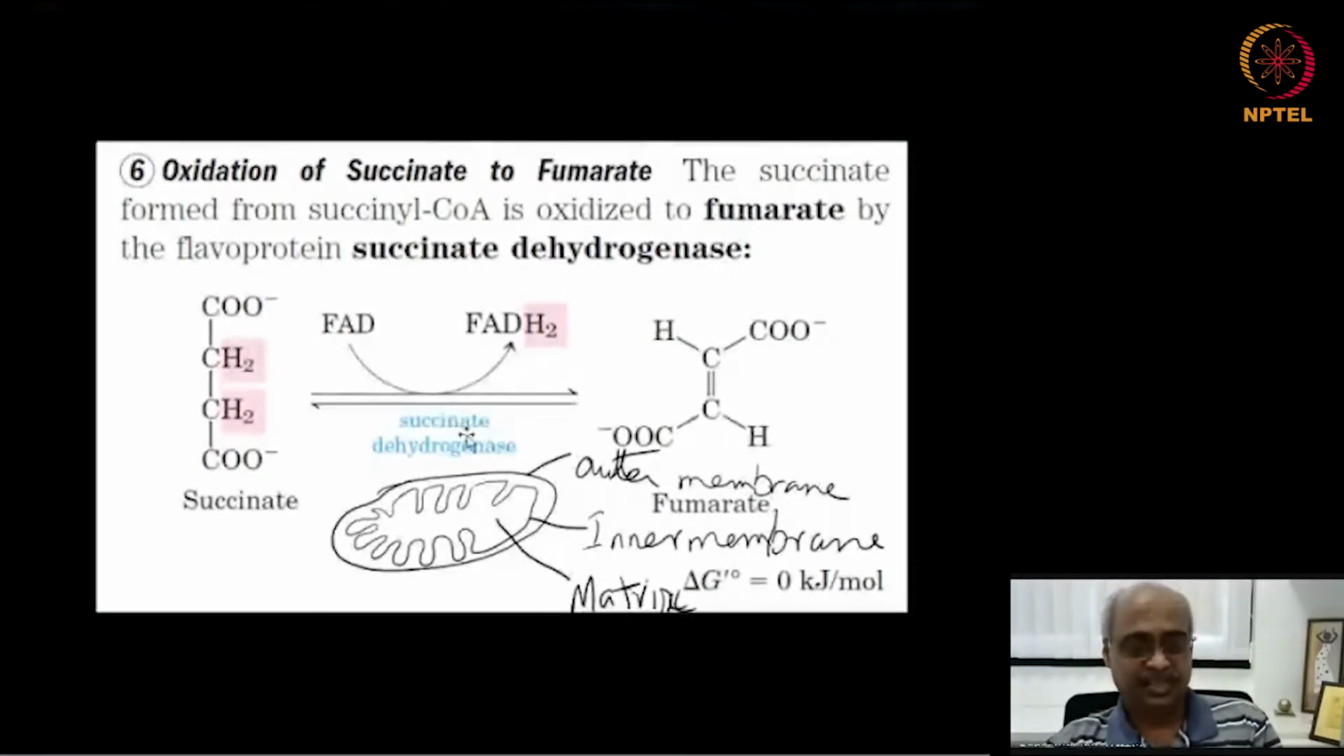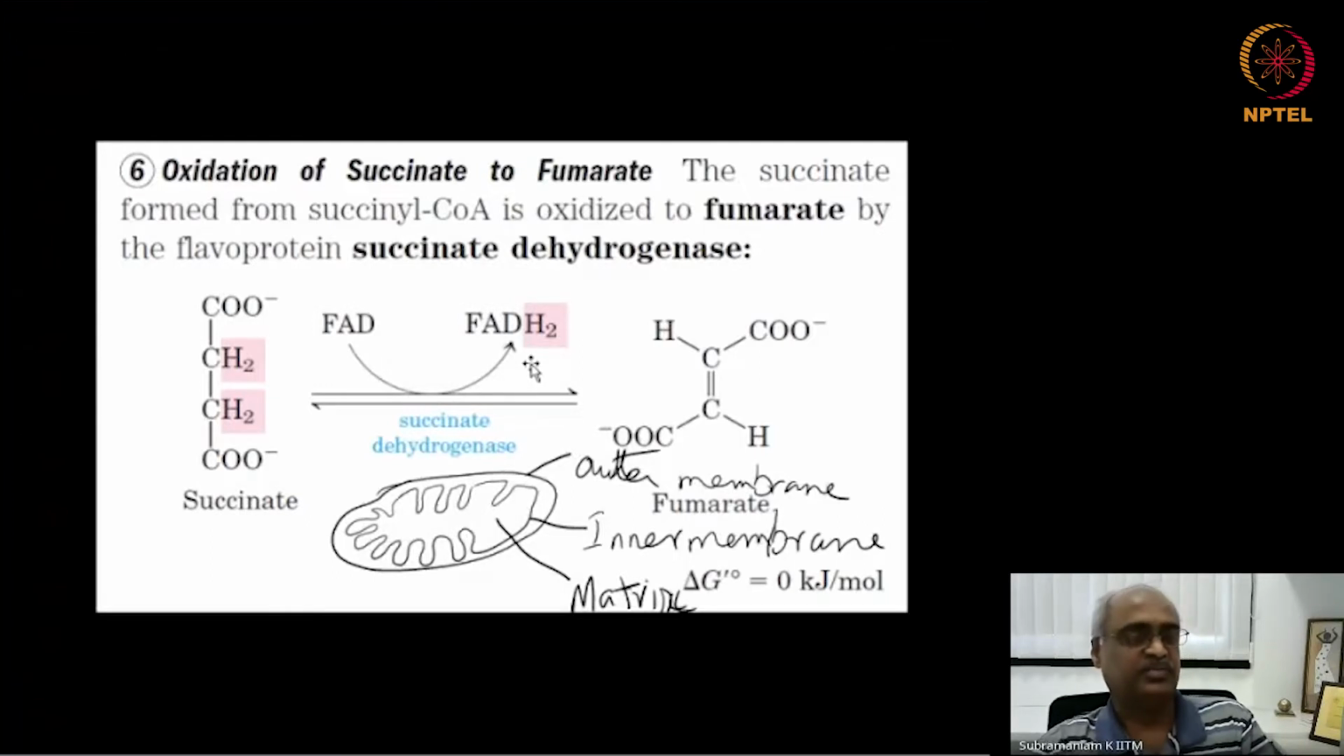So this succinate dehydrogenase enzyme is actually attached to the inner membrane. The importance of that will become clear when we go to the oxidative phosphorylation, where we will look at the electron transport chain. So this is the one that oxidizes succinate by a dehydrogenation reaction. So 2 hydrogen and 2 electron are transferred. So here the electron transfer is in the form of hydrogen atoms.